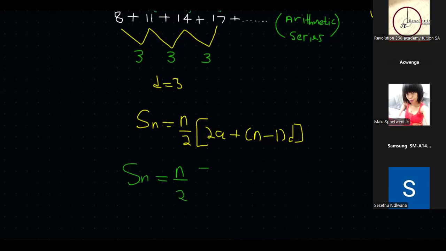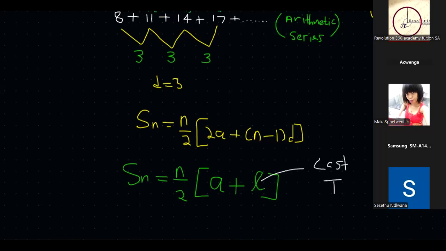Do you know why I'm saying you must use this one? It's because L represents the last term. The last term, we have it. That is 299 that we recently got. So the last term is this one here that I wrote, 299.